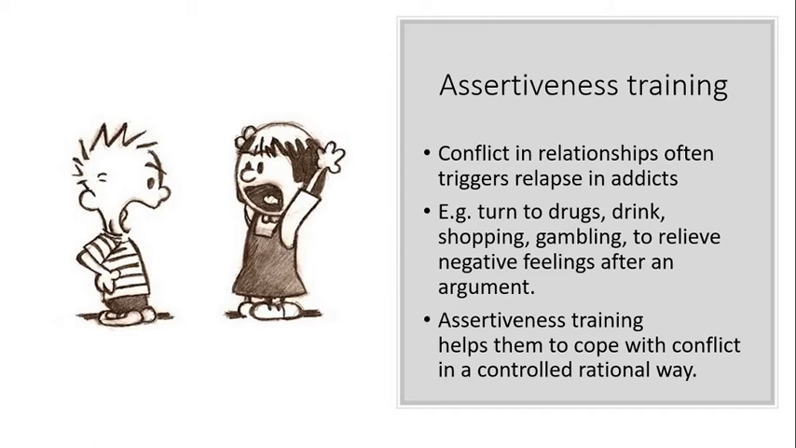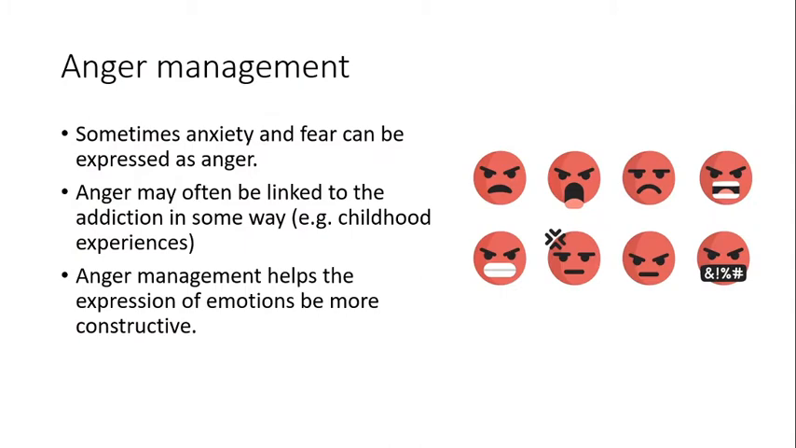So the idea is, if you can teach people to be more effective in the way that they argue, or not argue, but when there's a conflict, it means they can resolve it better rather than resorting to shouting at each other. If you can remain calm during a conflict and put your point of view across, then hopefully you avoid that kind of situation where a relapse is triggered, where someone's like, oh, I just have to go out for a smoke. You know, I've got to do it. I'm too upset. So it's about avoiding those sorts of situations. Assertiveness training.